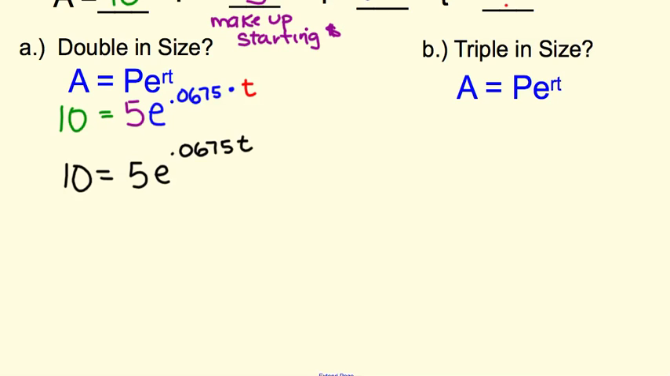So we're going to undo this equation. The first thing we want to do is divide both sides by 5, so we can get that e by itself. So now the 5s will cancel out on the right, and then 10 divided by 5 is 2. And then I still have on the right side e raised to the 0.0675t.